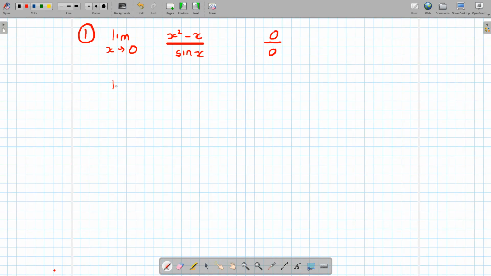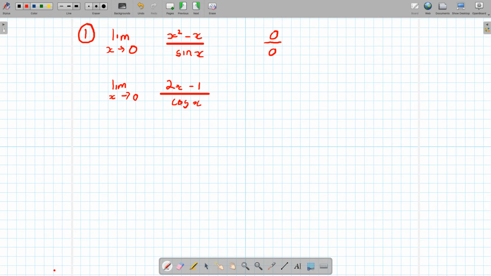So we're going to take the limit again, x going towards 0, and we're going to differentiate the top, and we're going to differentiate the bottom. So this is 2x take away 1, and we're going to divide that by sine x differentiated, which is cosine x.